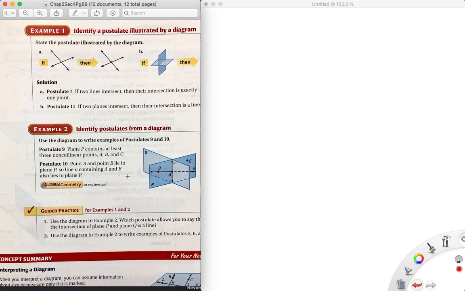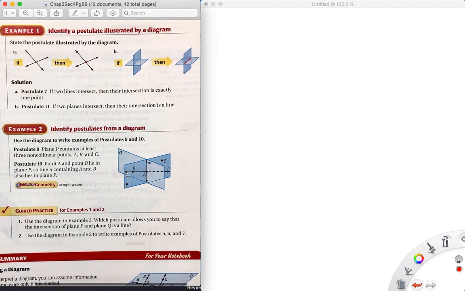This one says to identify the postulate, so use the picture in example 2. For guided practice 1, it says use the diagram in example 2. Which postulate allows you to say that the intersection of the planes P and Q forms a line? That is postulate number 11, which says 2 planes form a line. It says write examples of postulates 5, 6, and 7. Postulate 5 says through any 2 points there exists one line. Postulate 6, the line contains at least 2 points.